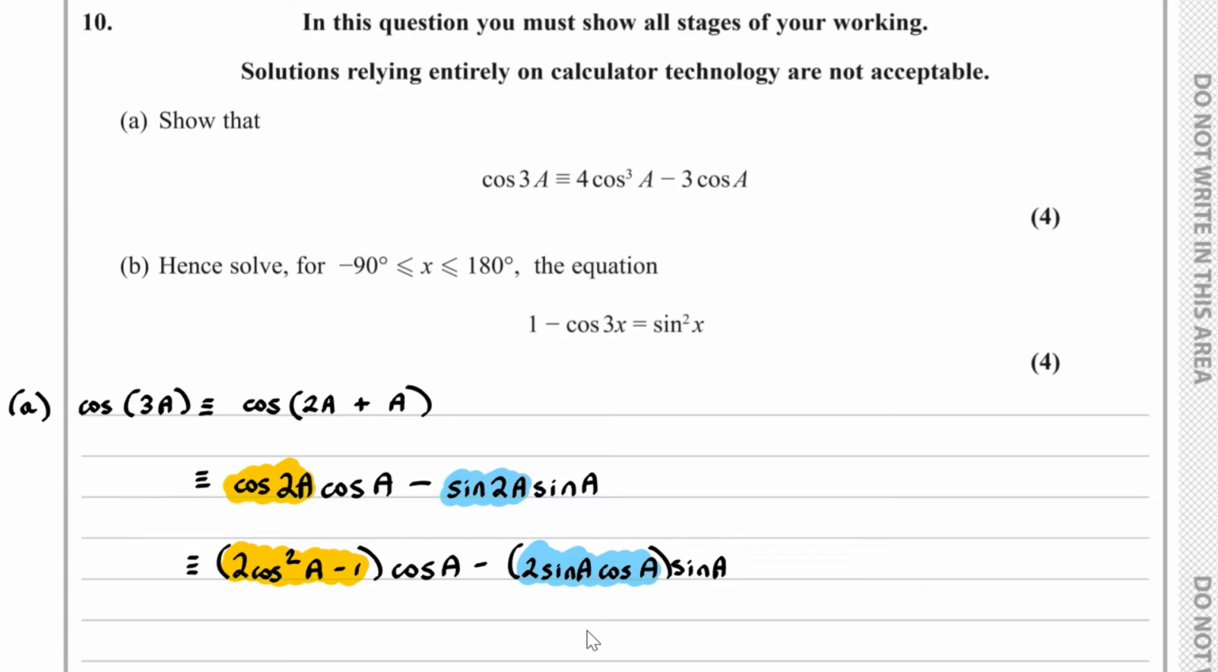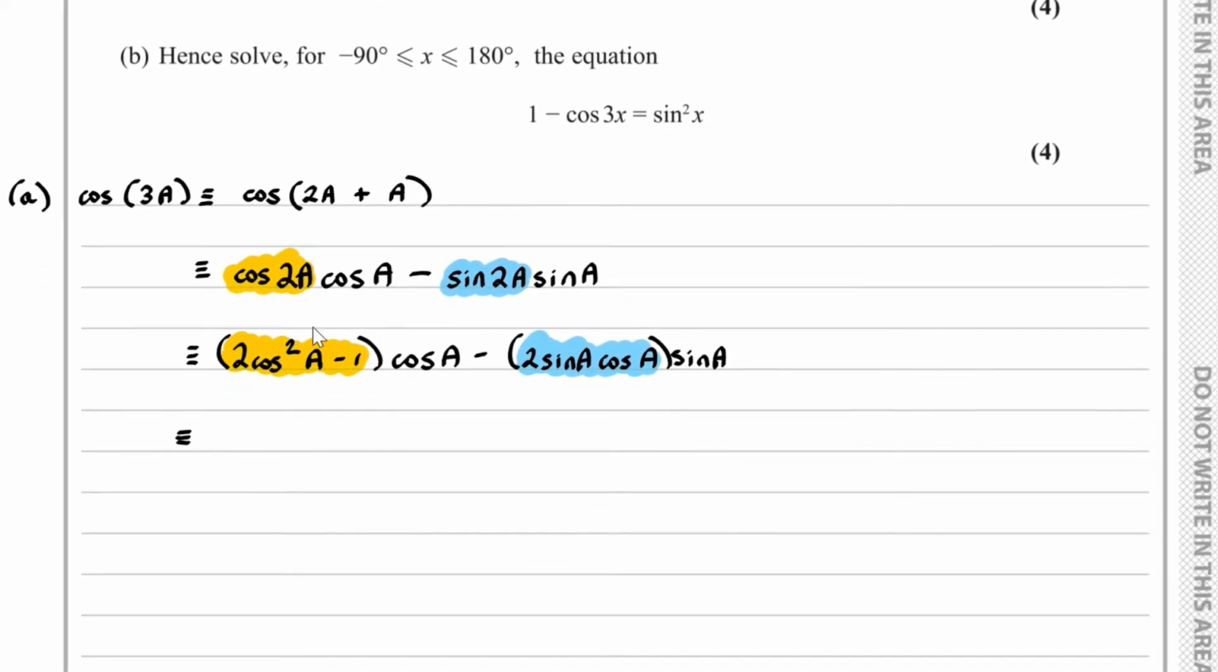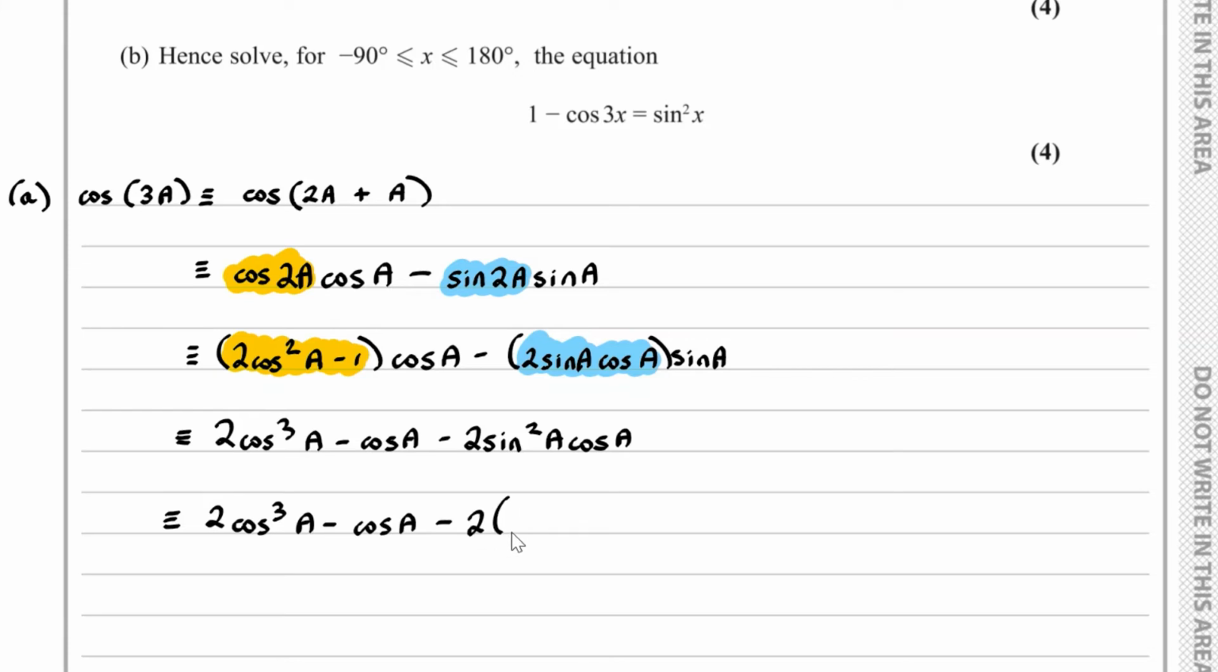And if we expand, we see over here we have 2 cos A times by cos A, that's 2 cos cubed A, minus 1 times by cos A, that's minus cos A, and then here we have 2 times by sine A times by sine A, that's minus 2 sine squared A, and then we still have the cos A. So we have 2 cos cubed A minus cos A, and then sine squared A is the same as 1 minus cos squared A, and then we multiply this by cos A.